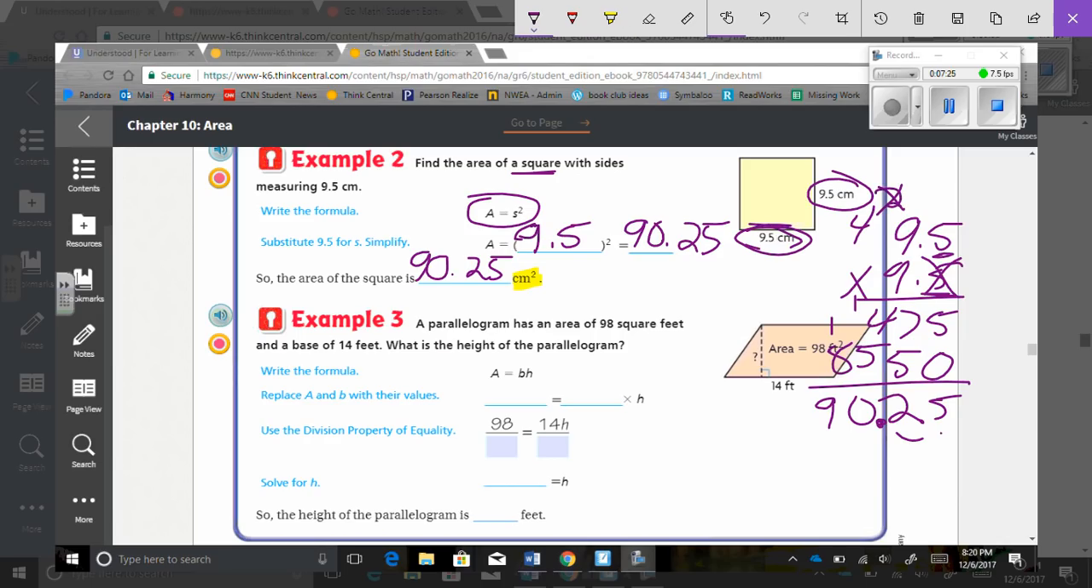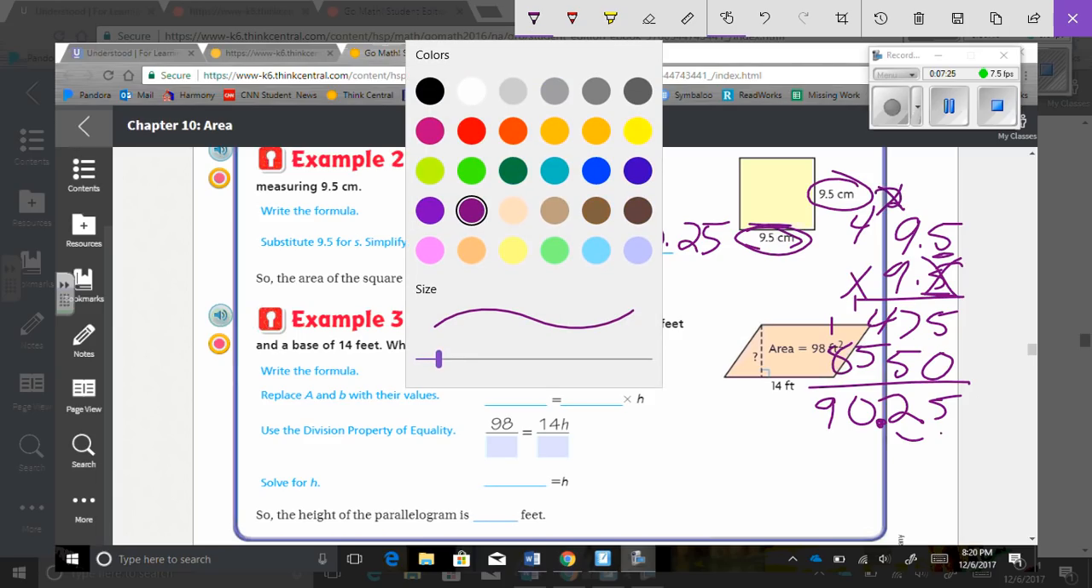And moving on to example 3. A parallelogram has an area of 98 square feet and a base of 14 feet. What is the height of the parallelogram? So we're trying to find something that's a little bit different here. We're going to grab a different color so you can see the difference in the work.